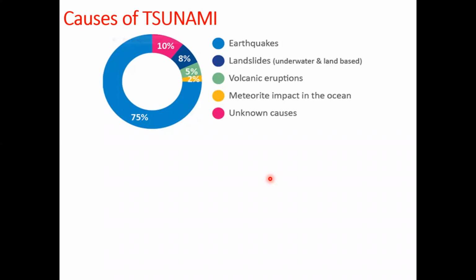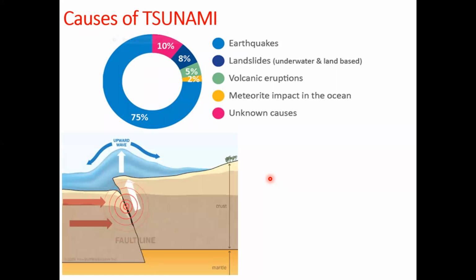These are the following causes of tsunami. From the data gathered, 75% of tsunamis are caused by an earthquake or simply a seaquake. Tsunamis can be secondary effects of earthquakes occurring under the ocean or in coastal areas.